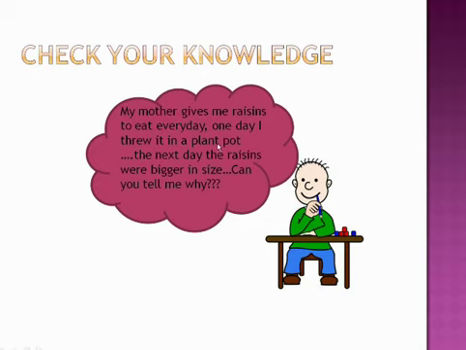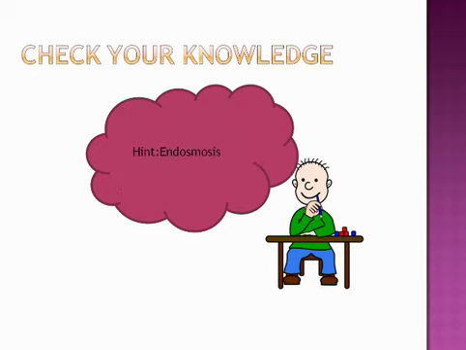Now, a simple question. My mother gives me raisins to eat every day. One day, I threw them in a plant pot. Next day, the raisins were bigger in size. Can you tell me why? Yes, you can try. Okay, I'll give you a hint. The hint is endoosmosis. Yes, the raisins were swollen because they absorbed the water which was given to the plants. That is why they have swollen. This is a simple example of endoosmosis.